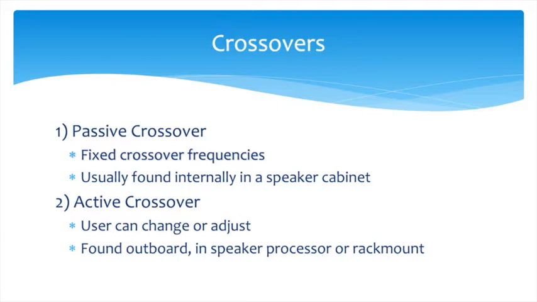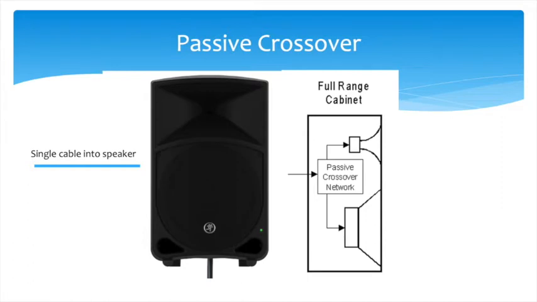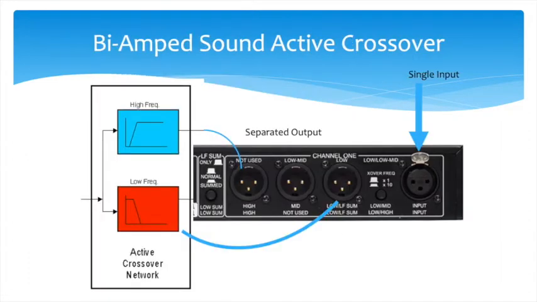Passive crossovers are usually found inside speaker cabinets, and they're not adjustable to the user, where active crossovers are going to be outboard processing, and generally the user can then make adjustments of where that's going to be. So in a speaker, we'd have a single cable coming into the speaker, and then the passive crossover inside the speaker cabinet would then divide the signal up, and high frequencies would go to the tweeter and low frequencies would go to the woofer.